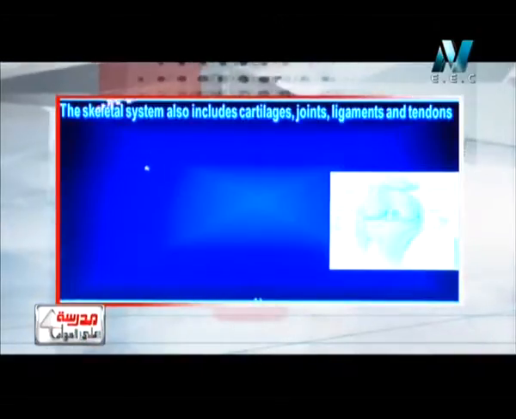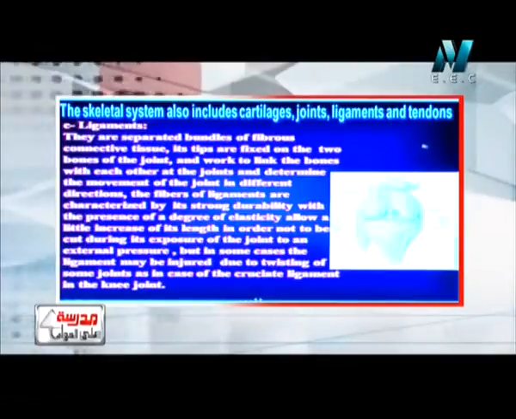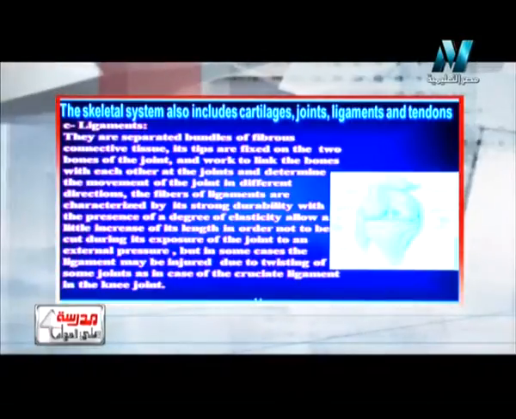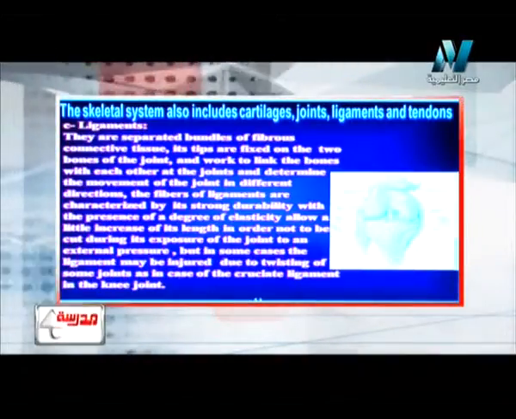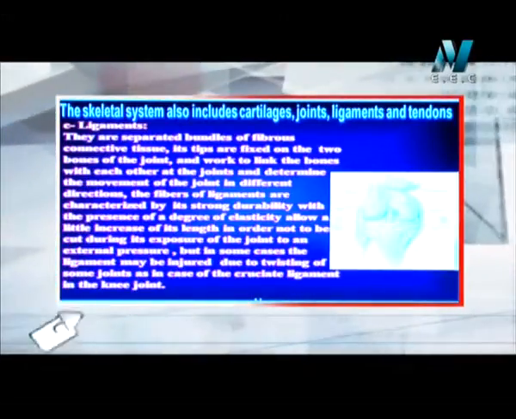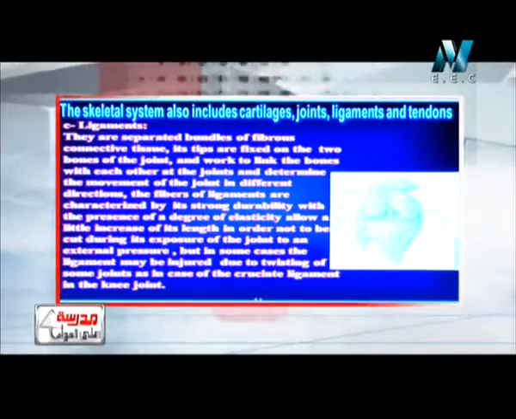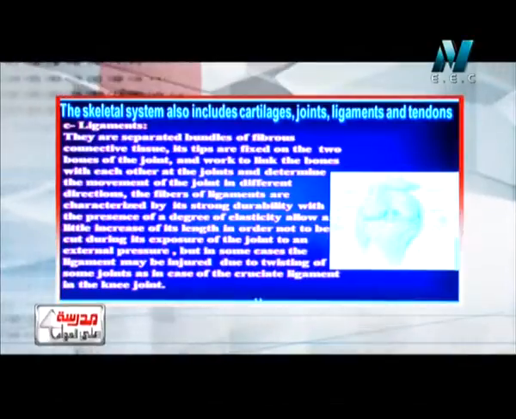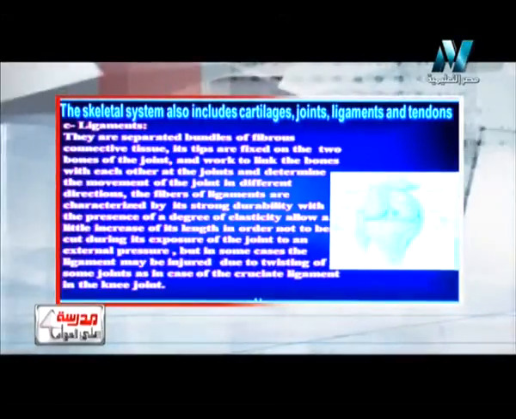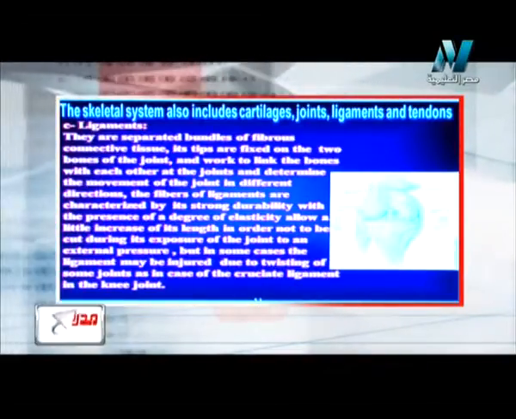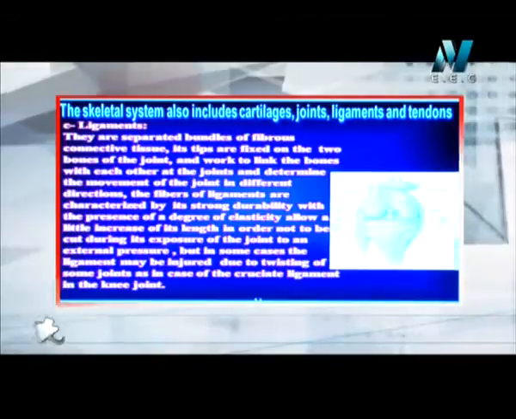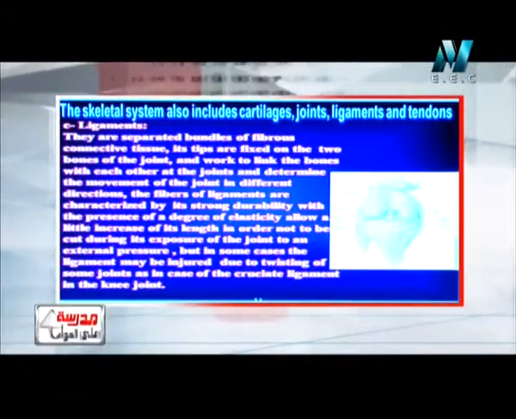What about the ligaments? The ligaments are separate bundles of fibrous connective tissue. Their tips are fixed on the two bones of the joint and work to link the bones with each other at the joints, determining the direction of the joints' movement. The fibers of the ligaments are characterized by strong durability and also a degree of elasticity, allowing the joint to tolerate pressure and other external conditions.